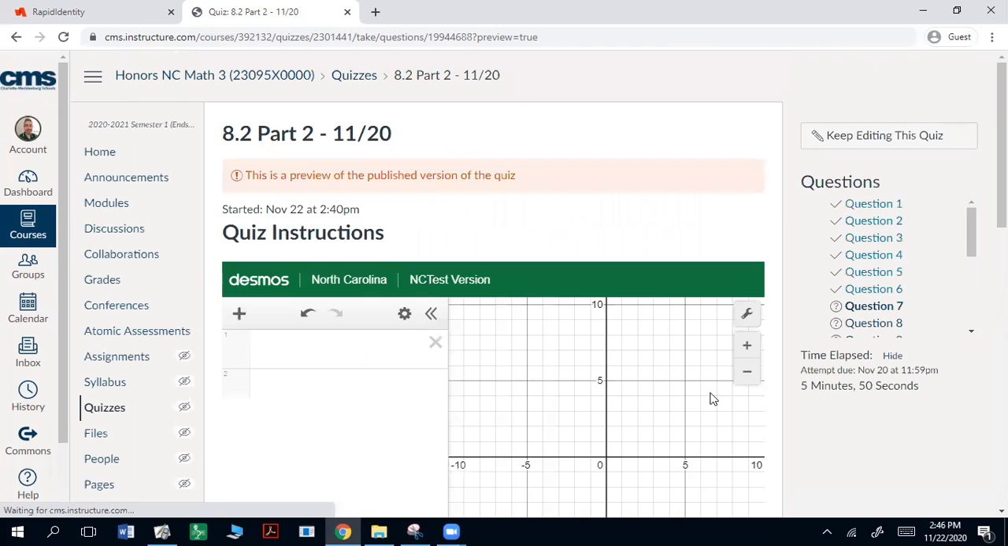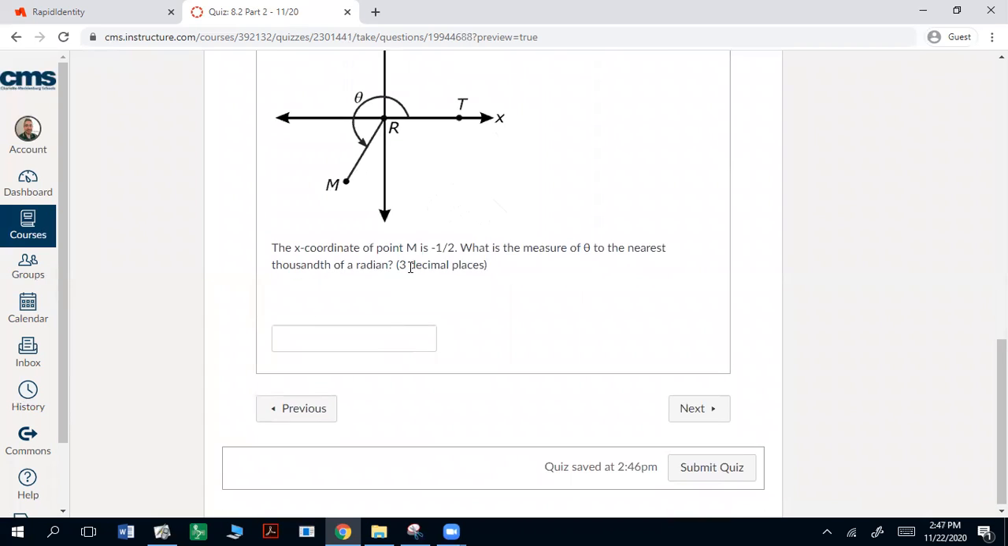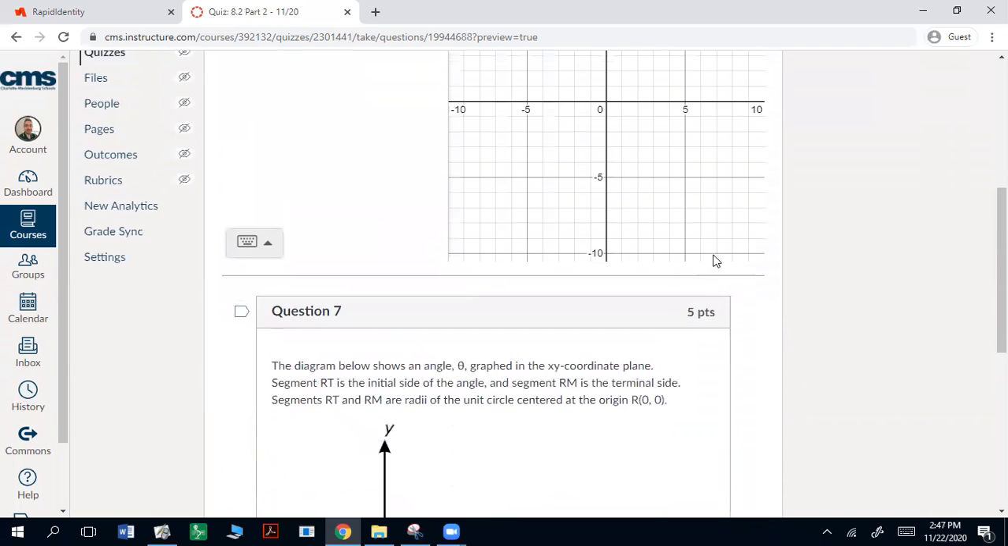Question 7. The diagram below shows an angle theta graphed in the xy coordinate plane. Segment RT is the initial side of the angle. Segment RM is the terminal side. Segments RT and RM are radii of the unit circle centered at origin R, (0, 0). The x-coordinate of point M is -1/2. What's the measure of theta to the nearest thousandth of a radian?